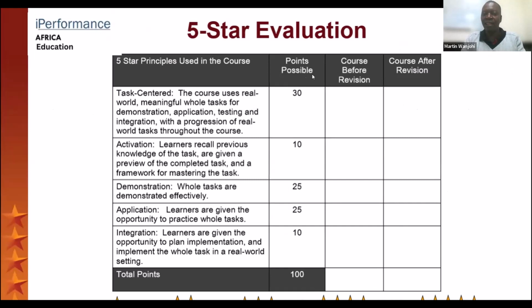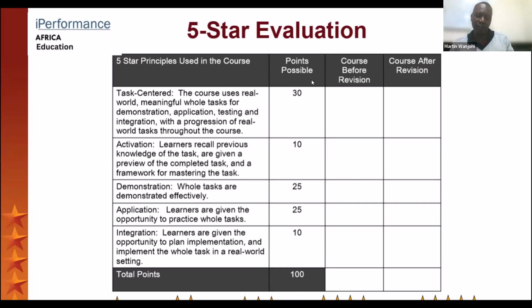On the column with possible marks, that's the maximum you can give on that item. So you have task-centered: does your course have a task that you want the learners to be able to perform? And then you're looking at the activation. Is there an activity that helps the learner recall prior knowledge of the task? Then, does it have demonstrations? Are whole tasks demonstrated effectively? Then application. Does your training program give the learners the opportunity to practice the whole task? Then integration: the learners are given the opportunity to plan the implementation of the new skill.